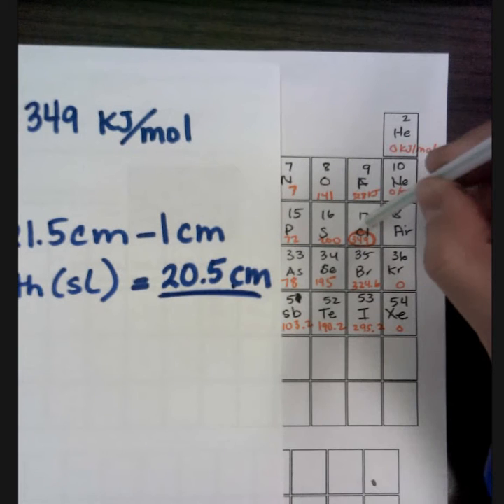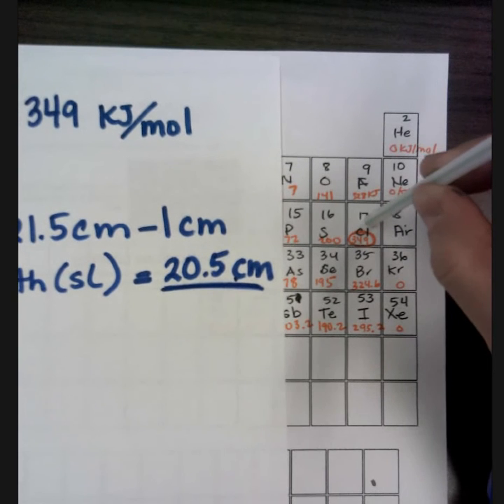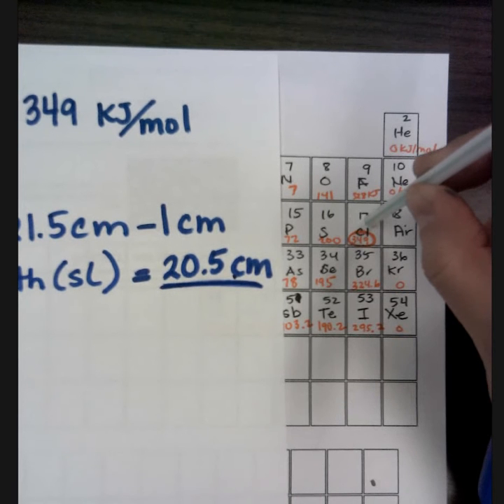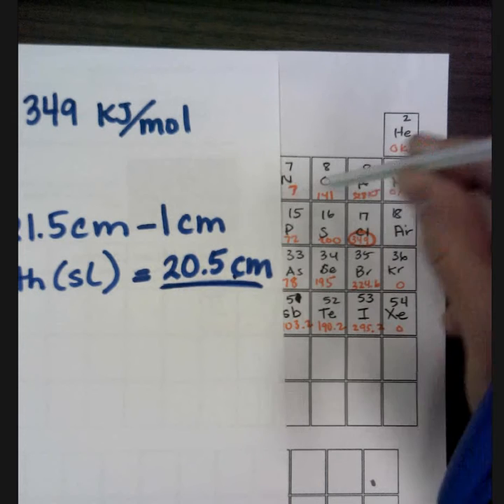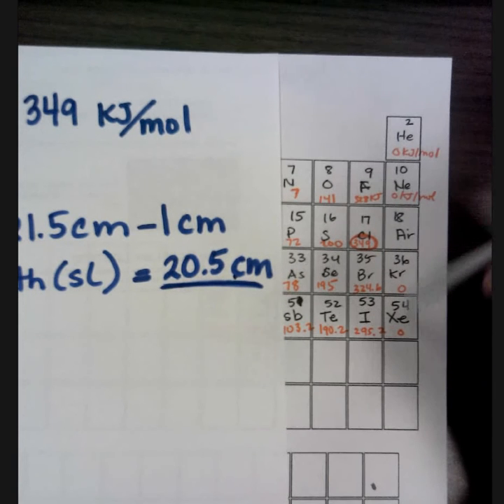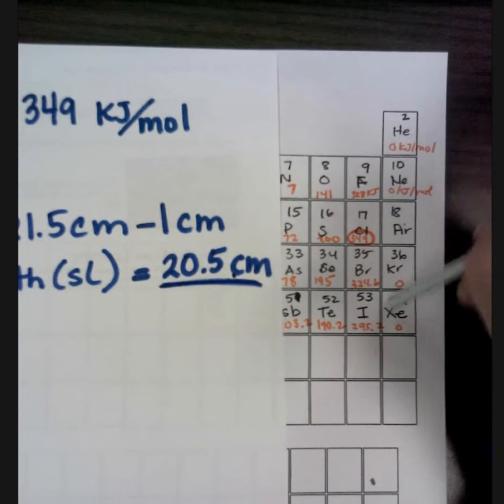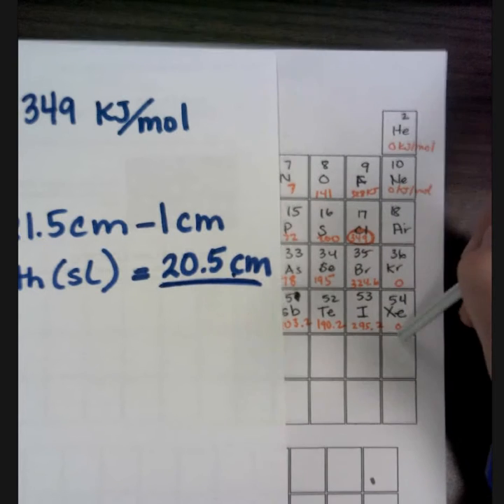Once I put in my straw and I've glued it, I'm going to move on to another element. I'm going to choose sulfur, which is right next door. You're going to do all of them. Now the ones that have zeros, you're not doing those. Those do not have any values, so you're not going to do those.